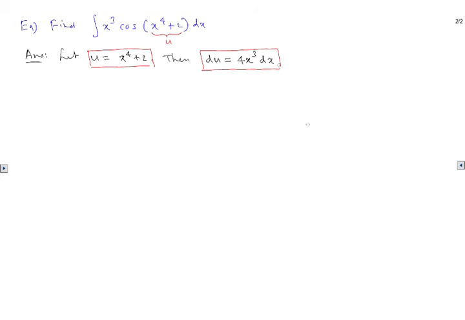So now let's see what's going to happen. Also, because what you see in the problem is x to the third dx, you can say x to the third dx is 1/4 du. If you want, you can write it like that also, so it doesn't really matter how you write it. Okay, so you can write it that way or this way.